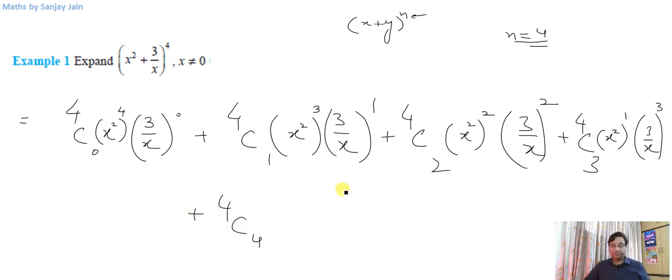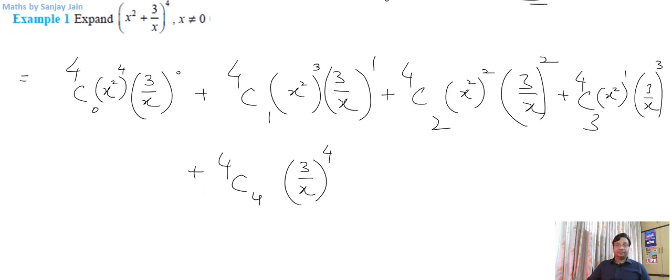4C4, if somebody is confused why I'm writing 3/x raised to some power first and then x squared, then you need to go to my theory lecture first, the introduction lecture. If you listen to that introduction lecture, these questions are nothing for you. So 4C4 (3/x)^4 and x^2 will be raised to the 0th power, so I don't have to write it.